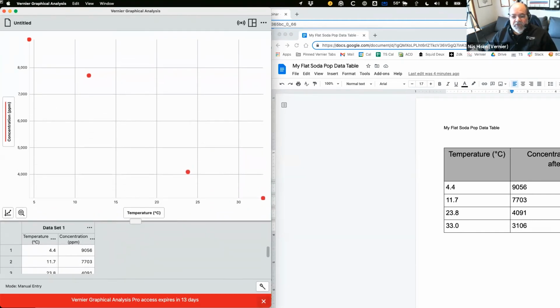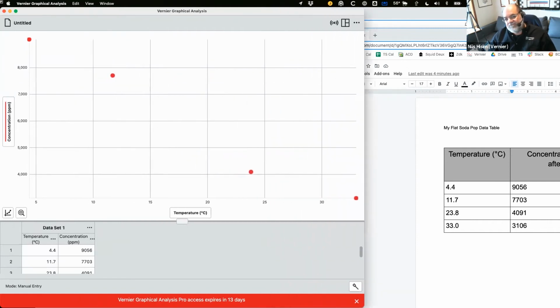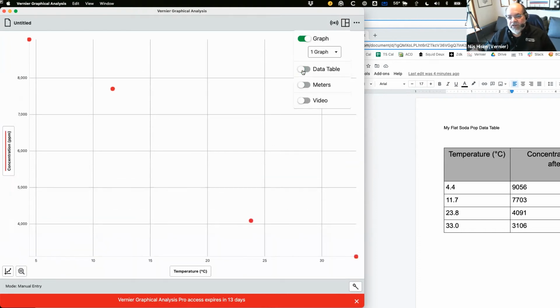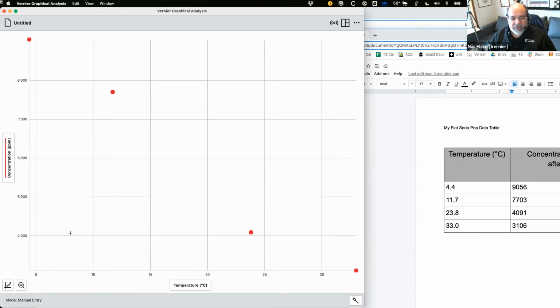Okay, and then typically what we want is something that comes close to the classical solubility graph. I don't need the data table anymore. To turn the data table off, top right corner, if you tap on the view options menu, this little box of boxes, you can turn the data table off because we don't need it. But what we would like, and back in the old days, I used to have the students print this out and try to put a hand curve on here. But graphical analysis is so slick, you don't really need to do that. You can have it do it for you.